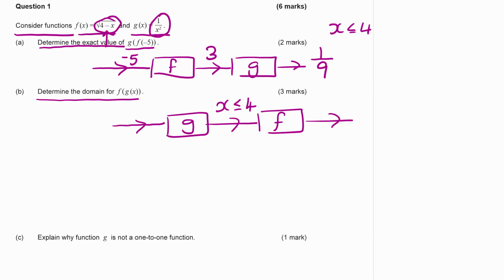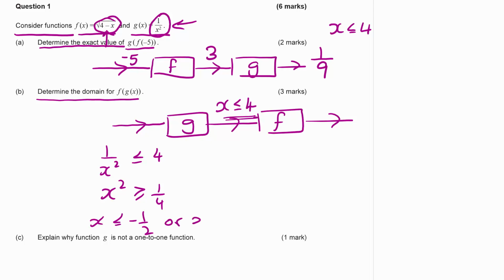So we need values that go into g to only give us these values, and g is 1 over x squared. So in other words, we need 1 over x squared to be less than or equal to 4. Rearranging, that means that x squared is greater than or equal to a quarter, and that happens when x is less than or equal to negative a half, or when x is more than or equal to a half. So we can say that x is a real number, x is less than or equal to negative a half, or x is greater than or equal to a half.